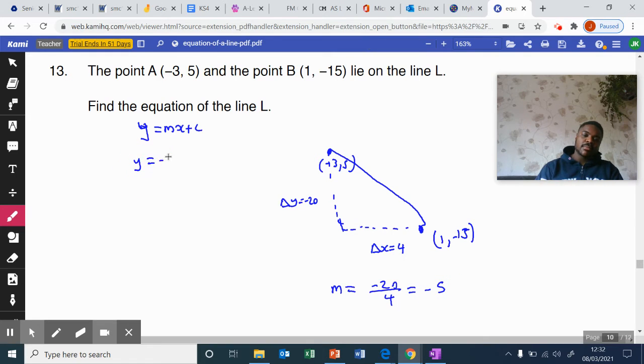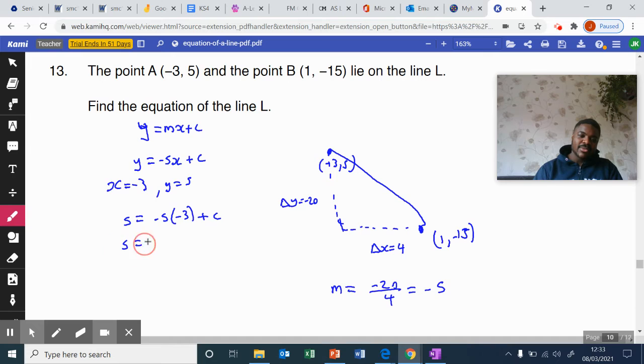So we have y = -5x + c. Then, to be able to work out the c, this time we're not given the y-intercept, so we need to use the fact that the line goes through these points. We can actually use whichever point we wish. I'm going to go for the first one, just because I want to be difficult and multiply negatives and negatives. So we replace x with -3 and y with 5. So we have 5 = -5 lots of -3, my double negatives, plus c.